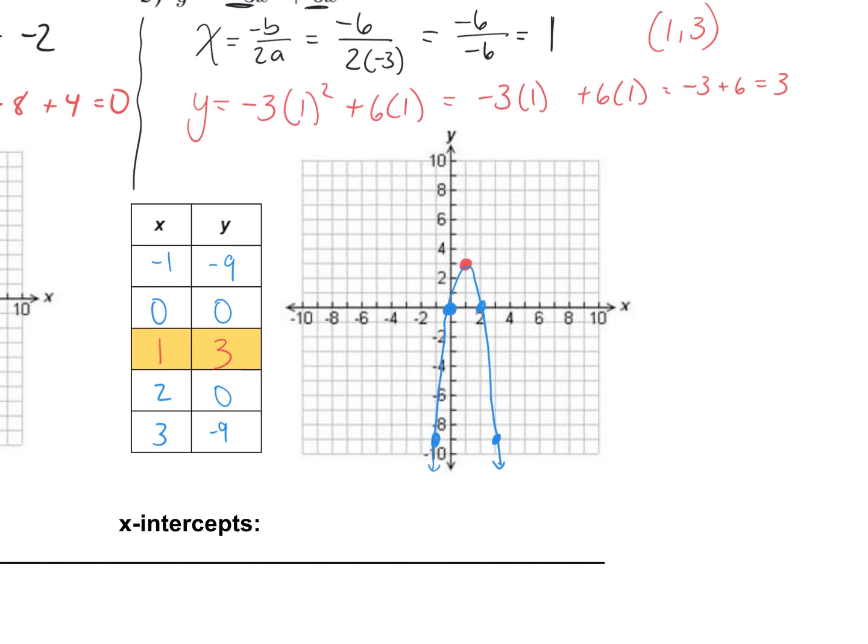And so what I see here are my two solutions. I have a solution here and here, right, where it crosses the x-axis. So I would label my two solutions, or x-intercepts, as x equals 0 and x equals 2. Those would be my two solutions.